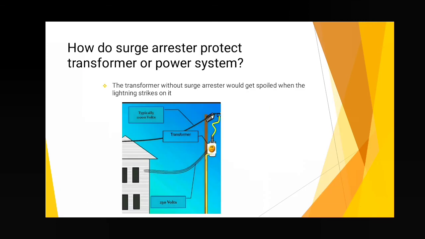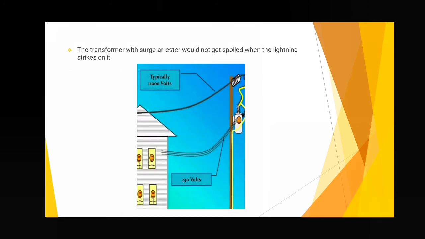How does a surge arrestor protect a transformer or power system? When a transformer is not connected to a surge arrestor and the lightning strikes the transformer, it gets spoiled. The below diagram represents this. When a transformer is connected to a surge arrestor, it would not get spoiled because the transformer is connected to a surge arrestor. It prevents the lightning.